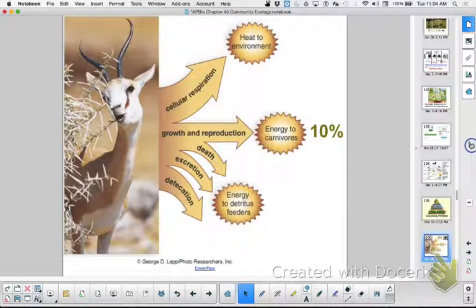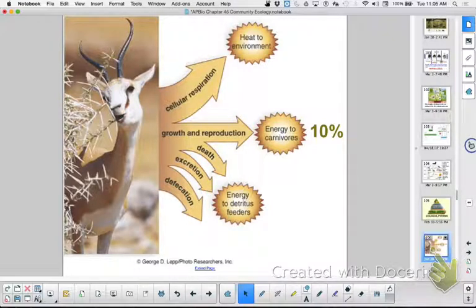Okay, so there's lots of things you're building, but the rest of that ATP was used to move around. That requires energy, right? Moving around, thinking, processing, any of your reactions to maintain homeostasis. So really only about 10% gets passed on to that next level. Sometimes a little more, sometimes a little bit less.